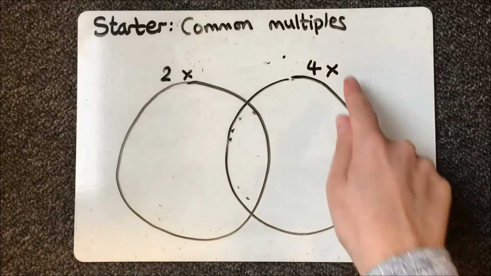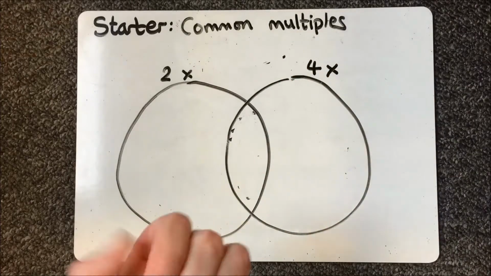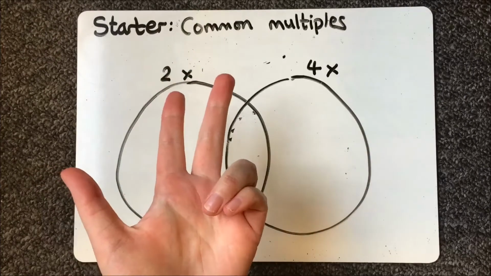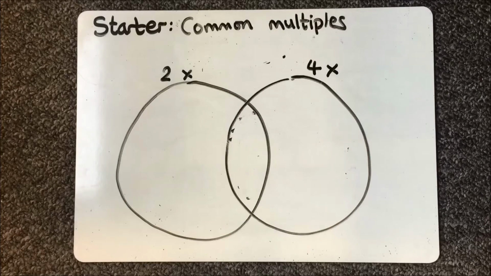For example, a multiple of 4 would be any number in the 4 times table. So it could be 4, 8, 12, 16, 20, because they're all in that times table. Can you think of another number that is a multiple of 4? You could have 28, we could have 40. All in the 4 times table, and we can divide them all by 4 as well.